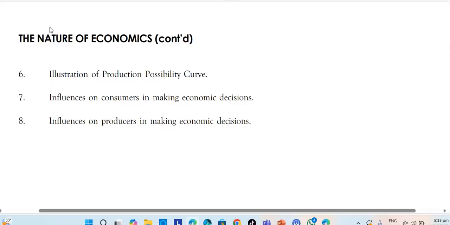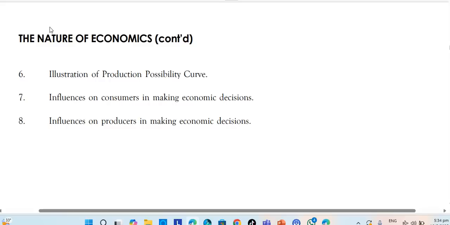On the opportunity curve, you will have point A, point B, point C. At point A, books produced, we have 100. At point A, laptops produced, we have 0. At point B, books produced, 90. At point B, laptops produced, 10. At point C, books produced, 75. At point C, laptops produced, 20.